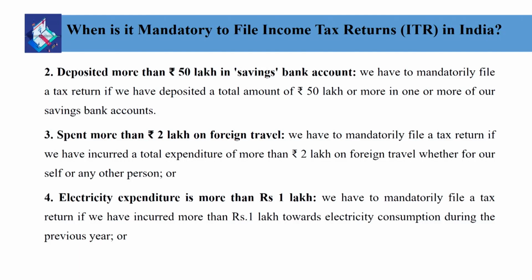Third, if the person spent more than rupees 2 lakh on foreign travel. If any person spent 2 lakh or more for foreign travel, although the total income of that assessee is less than the exemption limit, the person is required to file the income tax return on the government portal. If the electricity expenditure is more than rupees 1 lakh, it is required to submit the income tax return on the government portal.